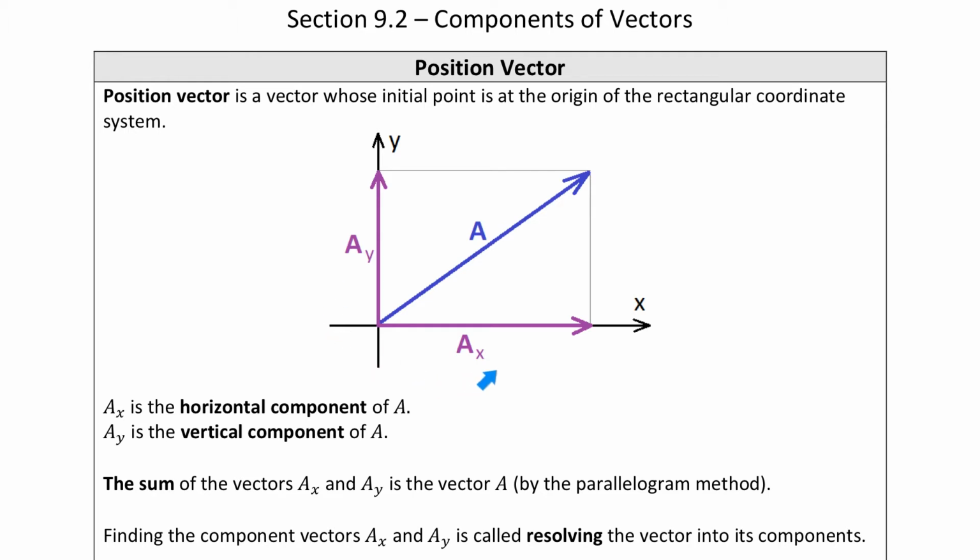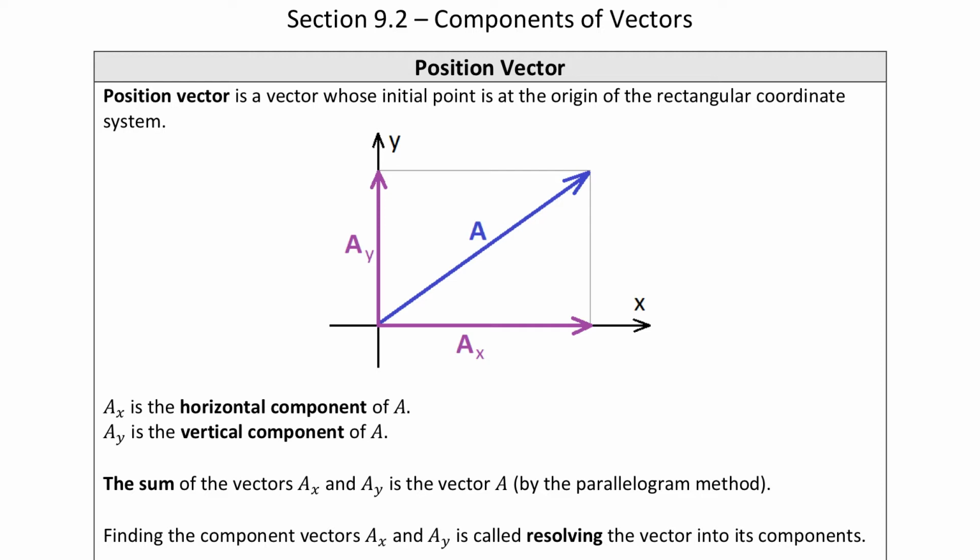In this image, we can say that vector A is a position vector because its initial point is at the origin of the rectangular coordinate system. We also see two more vectors, a sub x and a sub y. A sub x is called the horizontal component of vector A, and it is located on the x-axis. Vector a sub y is called the vertical component of vector A, and it is located on the y-axis.